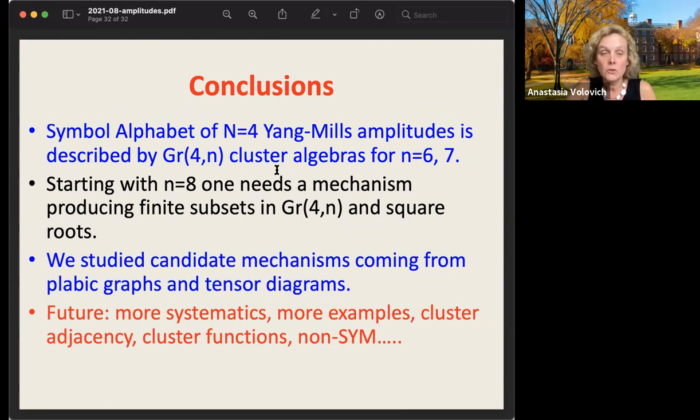I presented to you the 2 candidate mechanisms, one coming from Plabic graphs and the second from tensor diagrams, where we could reproduce these results. Although again, I should say, I learned on Monday about these 3 new letters. One certainly is on our list. 2 others we discussed yesterday with students.